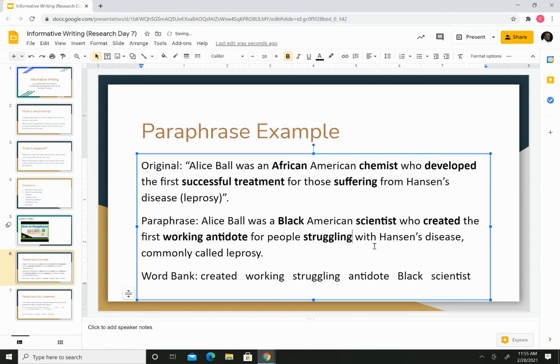So now that we've swapped out those highlighted or bolded words with our synonyms, we have a new statement: Alice Ball was a Black American scientist who created the first working antidote for people struggling with Hansen's disease, commonly called leprosy. So that is our example of how to paraphrase using synonyms.